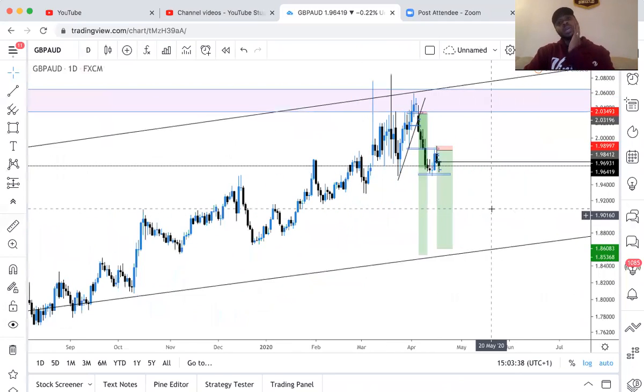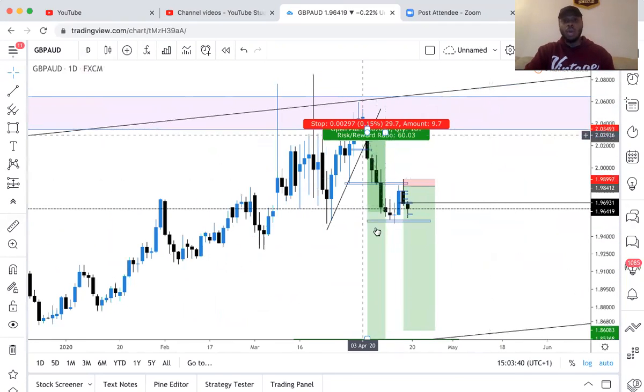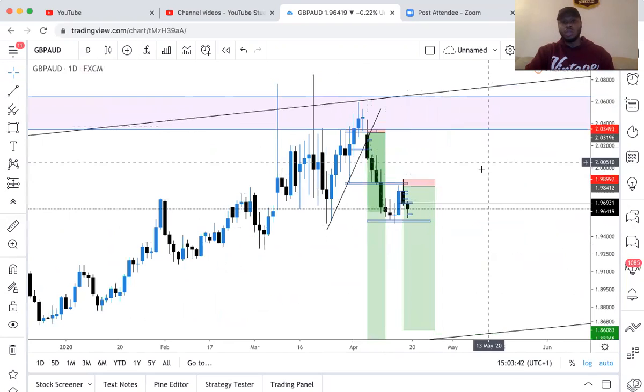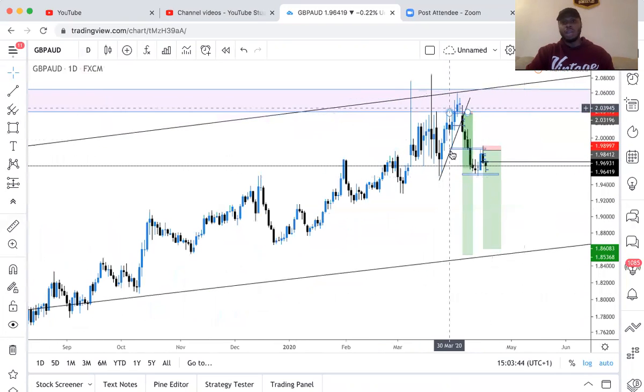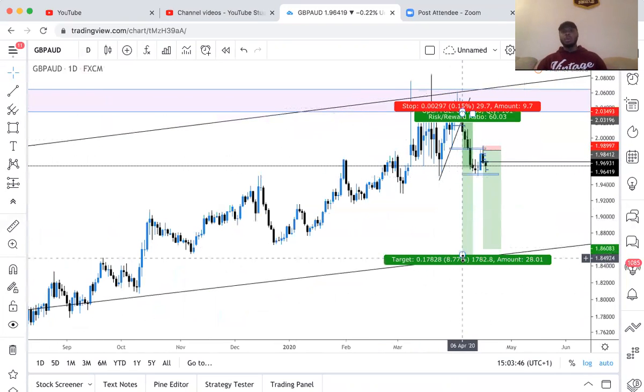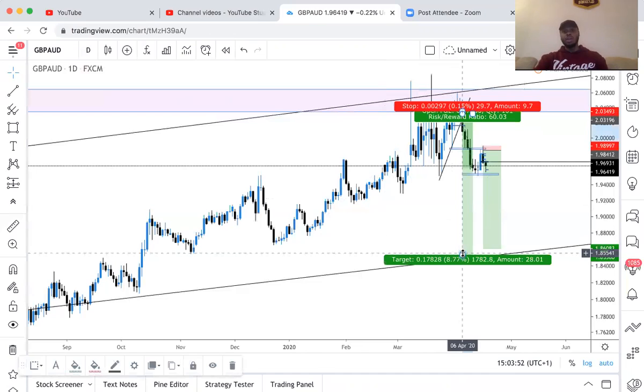So next week, I'm going to be looking for more entries on this pair right here, because if you can stack up on this pair, it goes 1,000 pips just to the bottom of the range. Yeah, look at that. Or to the bottom of this bearish flag, that's 1,782 pips altogether. You see it, powerful stuff.